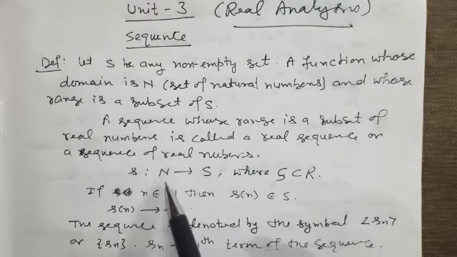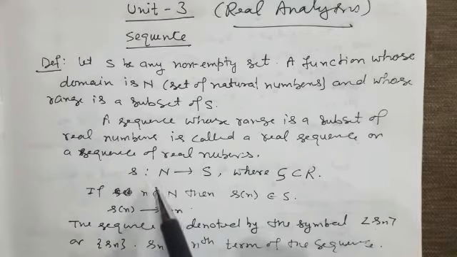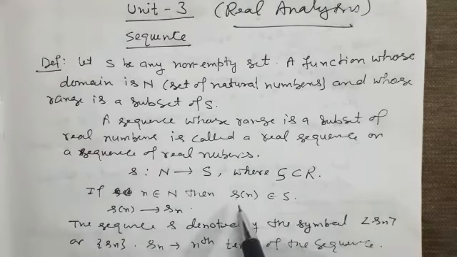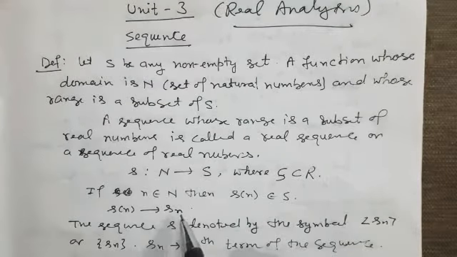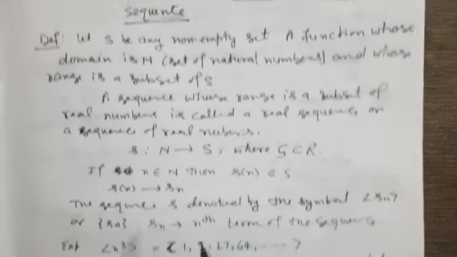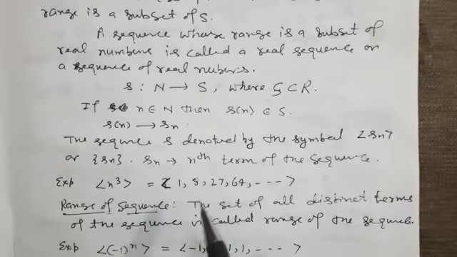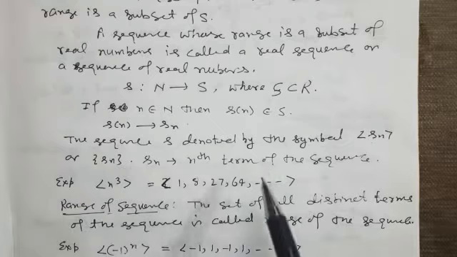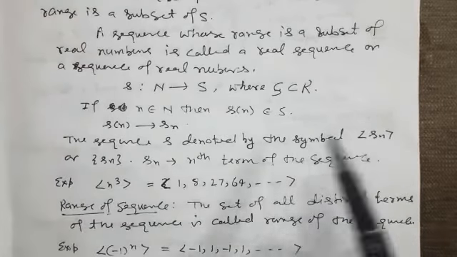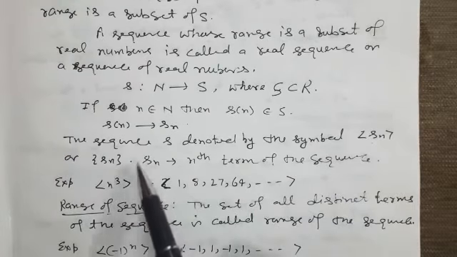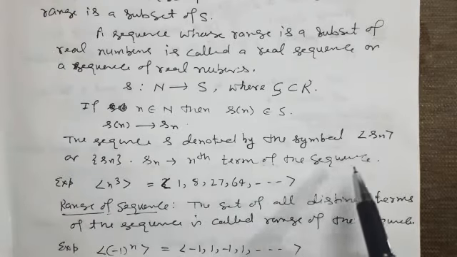If n, small n, is an element of N, then the image of n will be Sn, and this is denoted by Sn like this, and the whole sequence is denoted by the symbol this or this. Here Sn is called the nth term of the sequence.